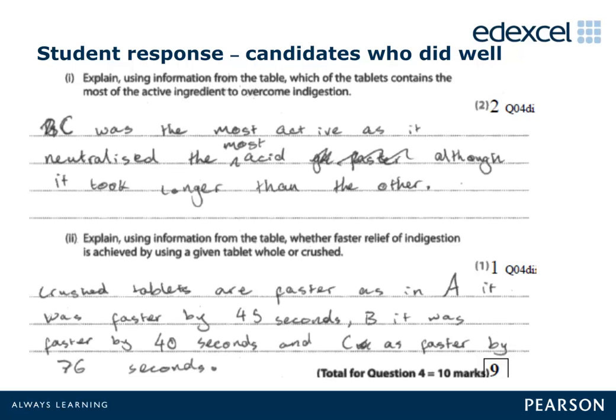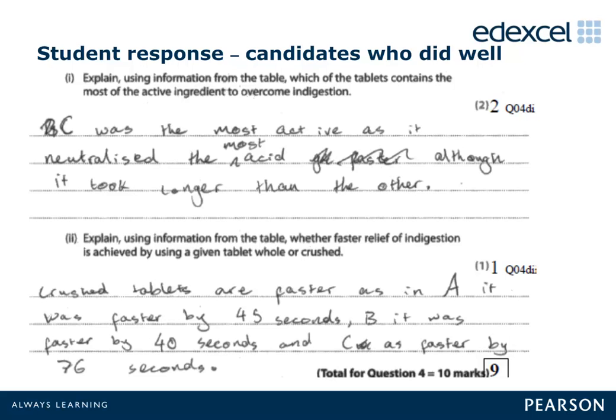In Part 1, this candidate correctly identified Tablet C and gave the correct explanation about it neutralizing the greatest volume of acid. Many candidates, as did this one, added some comment about the time indicated in Experiment 1, but this was ignored. In Part 2, this candidate scored the mark for recognizing the shorter times for the crushed tablets by stating it was faster by 45 seconds for Tablet A.